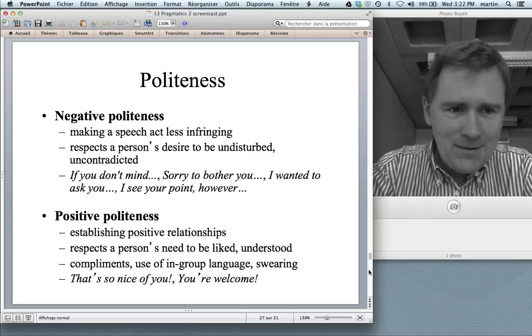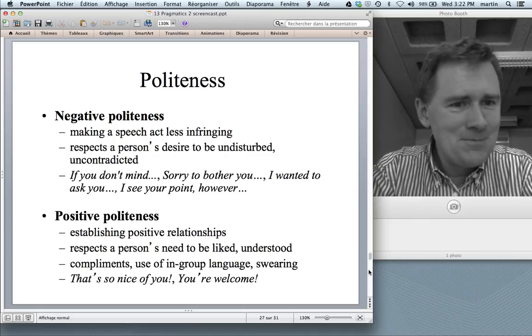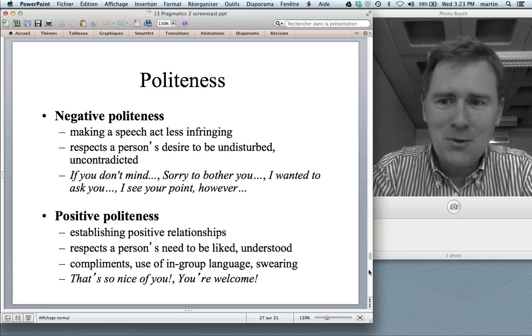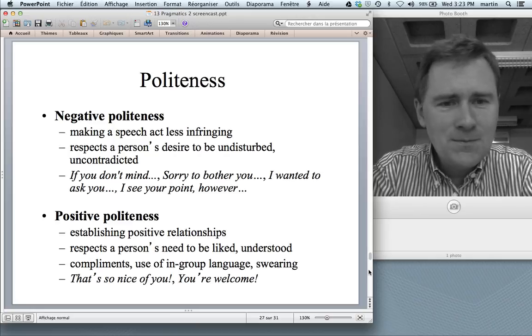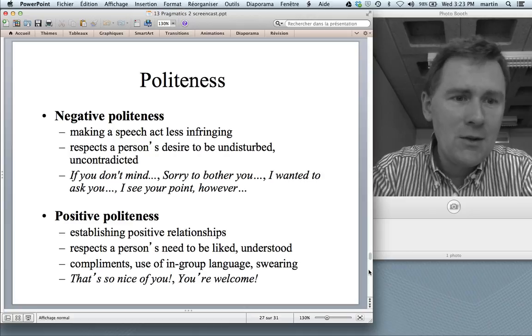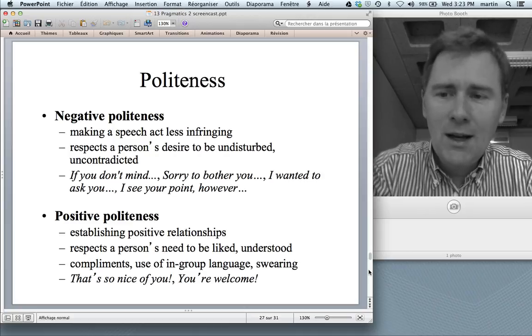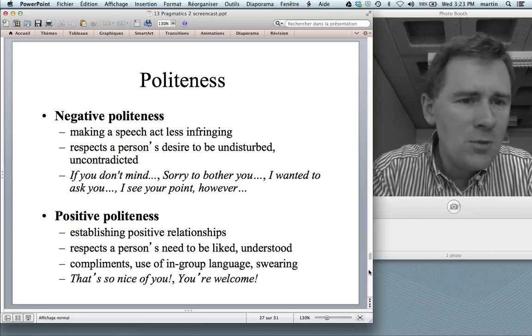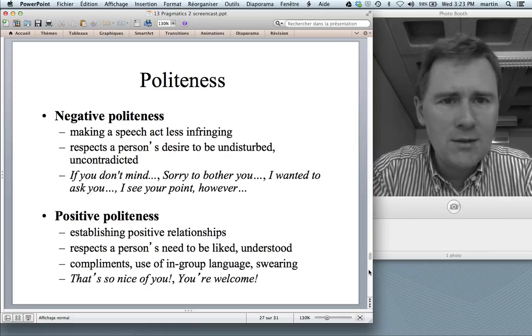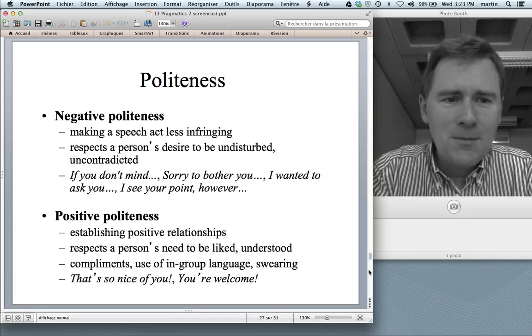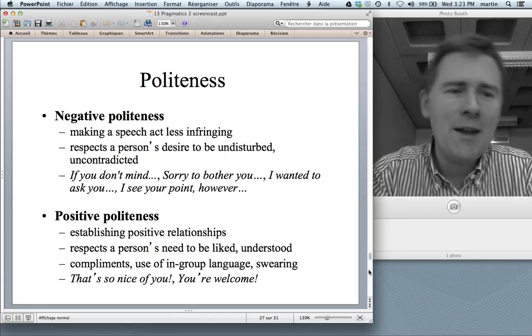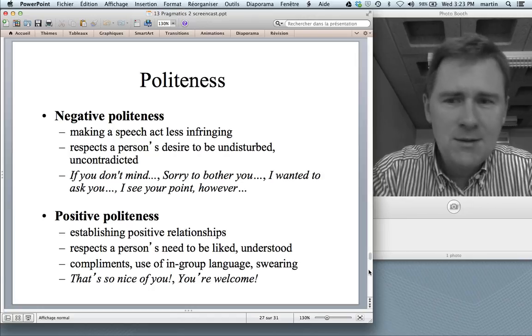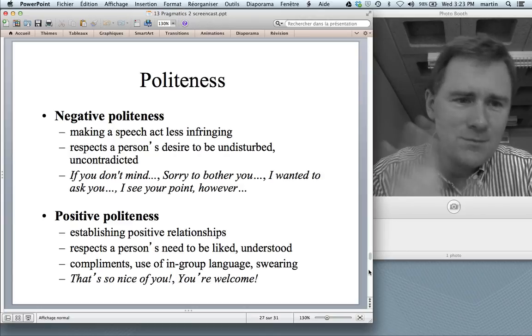Right, it's time that we talk about politeness. Politeness, that's always important. There are two types of linguistic politeness. And the distinction that is made is between negative politeness and positive politeness. Now you might wonder, how can politeness ever be negative? It's always nice to be nice. Well, it's a technical term.